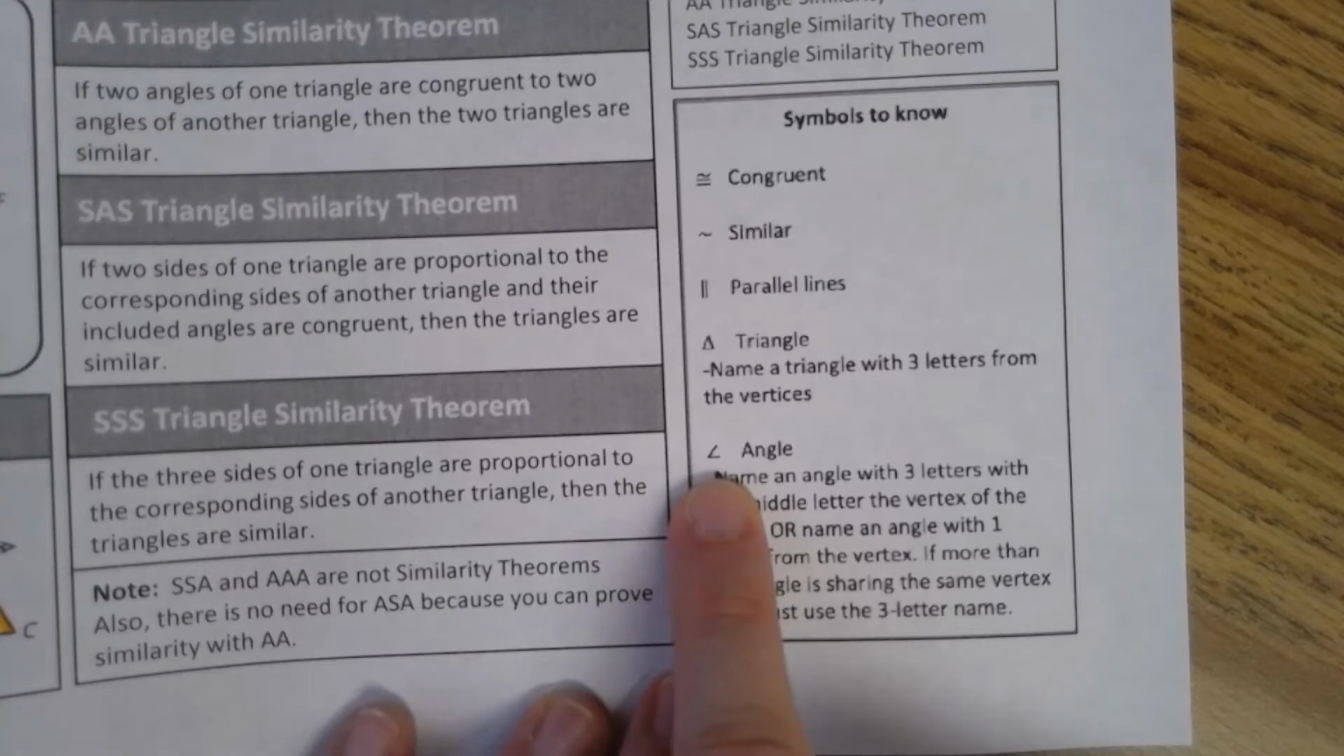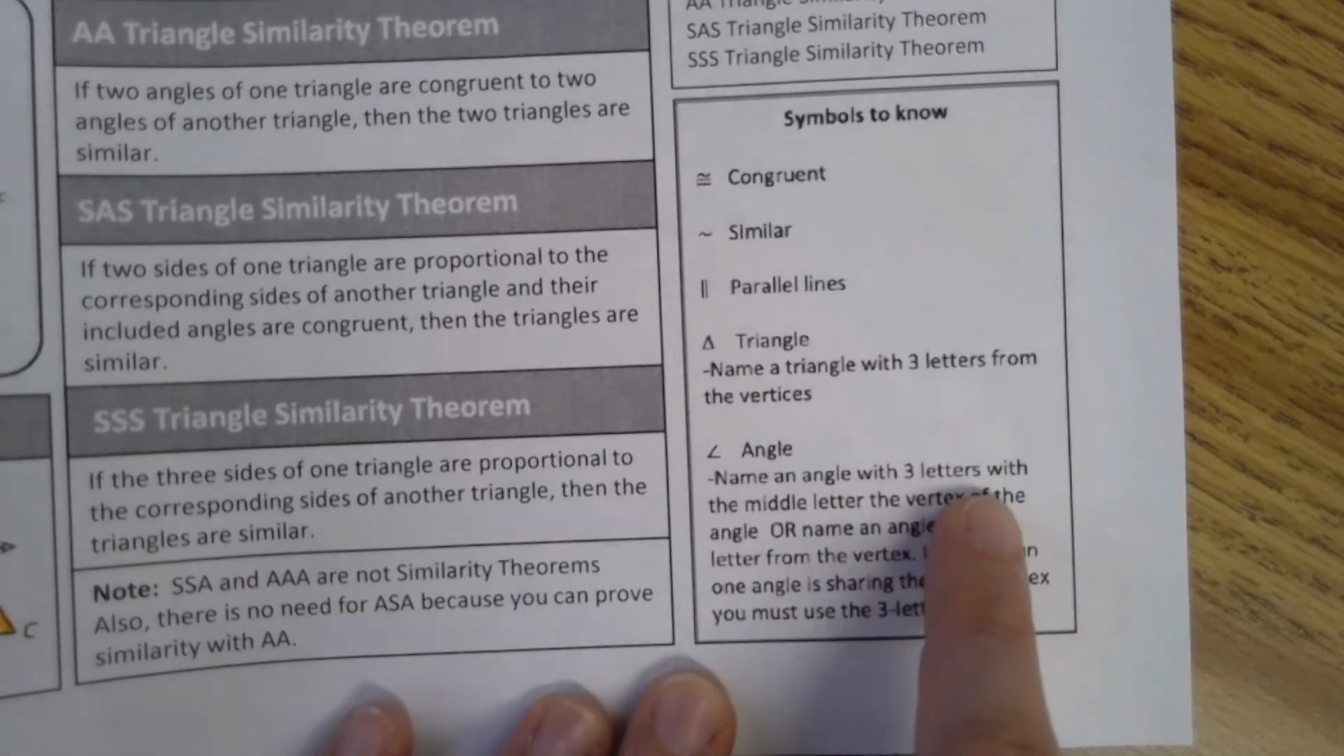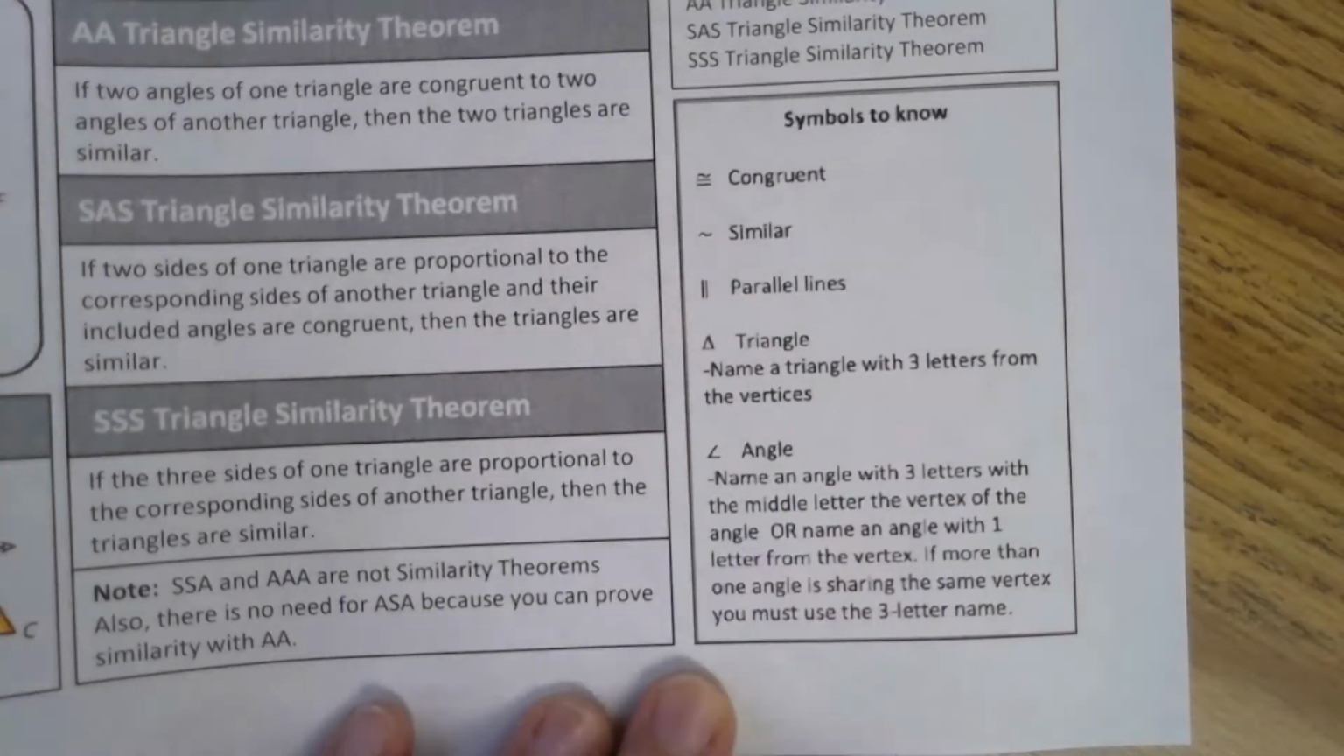When naming angles, we will use the angle symbol, and you'll use 3 letters where the middle letter is the vertex of the angle. Or you can just name angles with 1 letter, and that 1 letter would be the vertex of the angle. However, if more than one angle is sharing the same vertex, you must use the 3-letter naming.